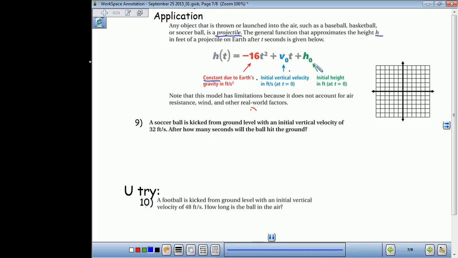All right, and H naught represents the initial height. And this could change. If we're talking soccer ball, it's probably on the ground and we're kicking it. So the initial height, most of the time, is 0. Now, occasionally we get to pick and throw, don't we? So we've changed the initial height. Okay? And it's from wherever we are.